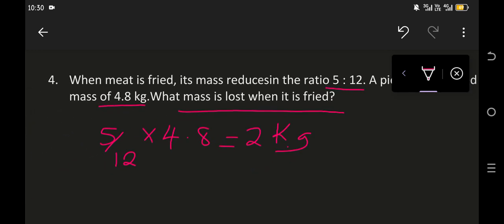We have the initial mass and we have the final mass. So what is the total mass lost? This is going to be 4.8 subtracted by 2. We have 4.8 minus 2. This will be 2.8 kilograms.